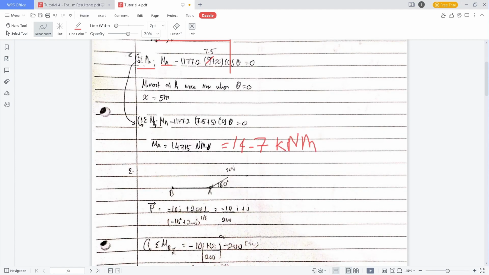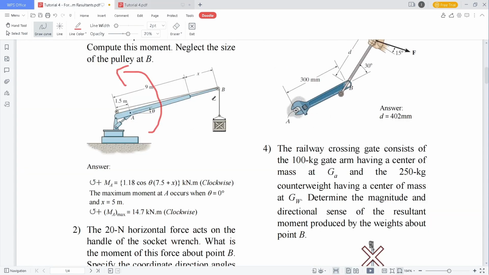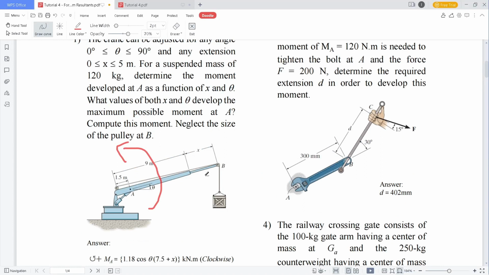The second question asks for the maximum movement for the whole system. If you look at this equation, we only have two unknowns, theta and x, which can manipulate the movement at point A. So the task is to find the values of theta and x that give the maximum possible movement. We need to use the whole length of the hypotenuse, so theta must be equal to zero, and x must be the furthest this bar can extend.